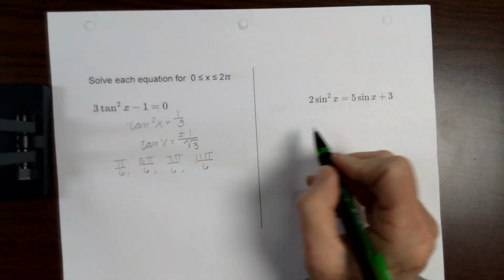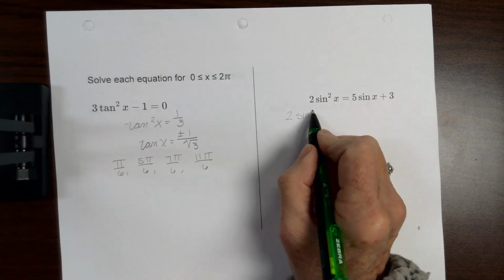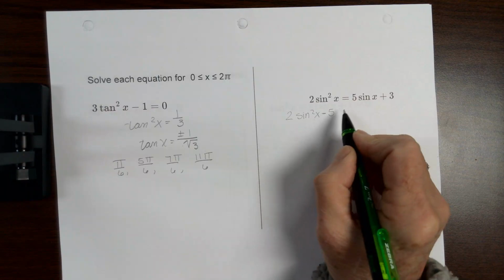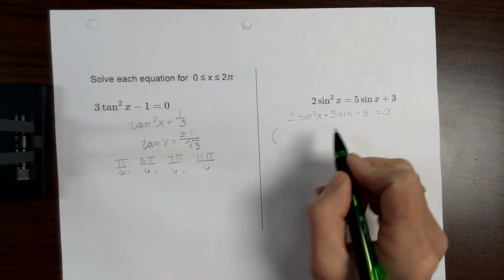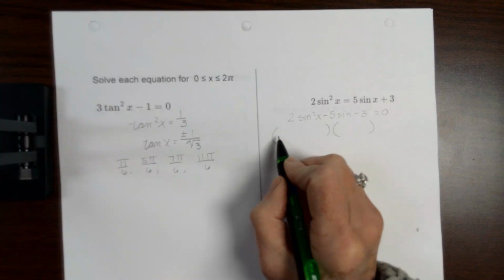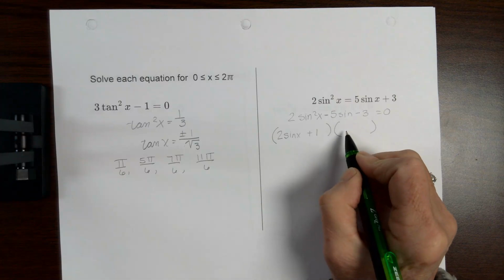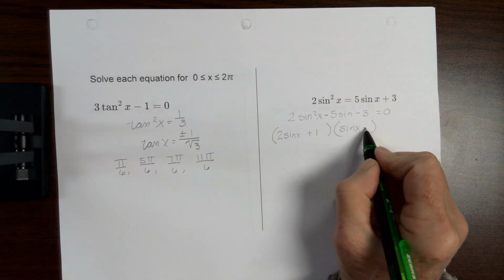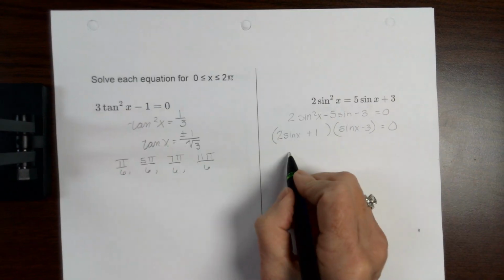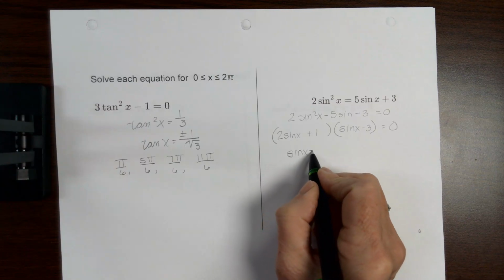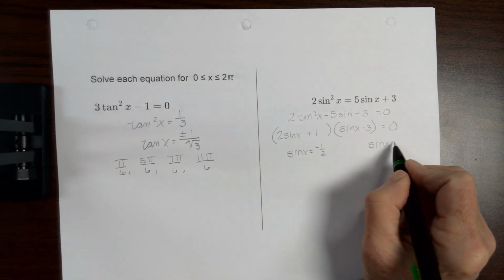This one, I'm going to bring it all to one side, so let's do 2 sine squared x minus 5 sine x minus 3 equals 0. And I'm going to unFOIL this, or factor it. 2 times the sine of x plus 1, and the sine of x minus 3 will get you that when you use FOIL on it. So when I solve this, I have the sine of x is equal to negative 1/2, and the sine of x is equal to 3.